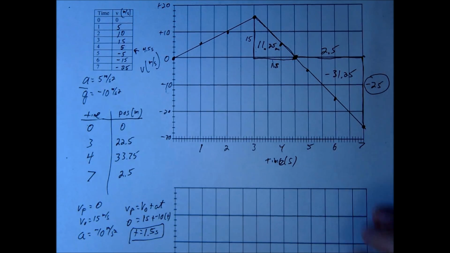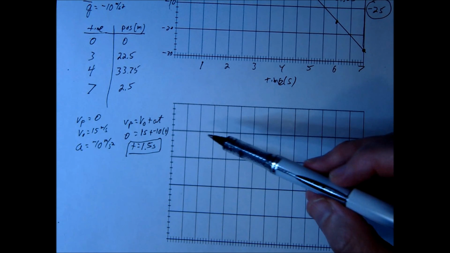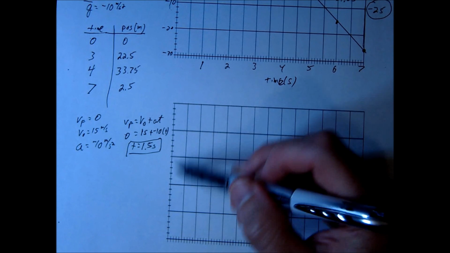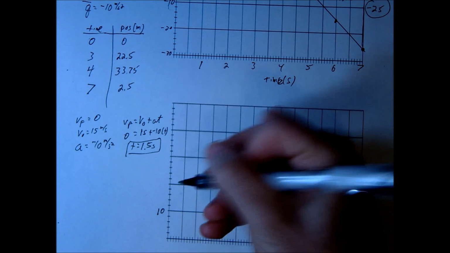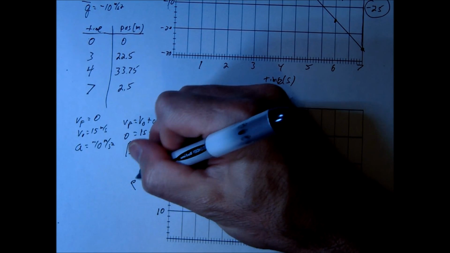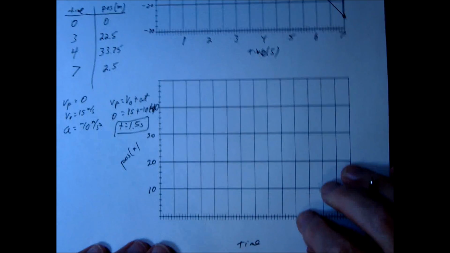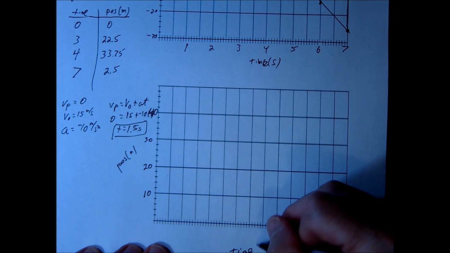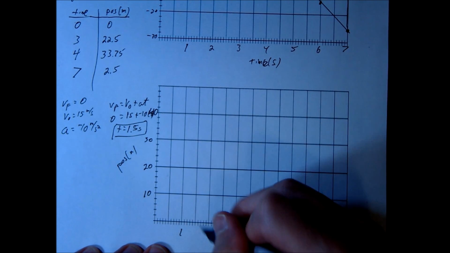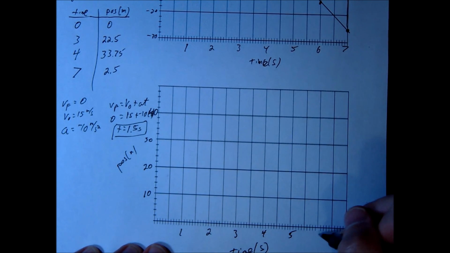Alright, so let's go ahead and plot these. We've got 4 points to plot here, so our maximum height is going to be 33.75, so let's just go by 10s. So we've got 10, 20, 30, 40. Again, this is going to be our position. This will be our time in seconds. So we're going to go 1, 2, 3, 4, 5, 6, 7.